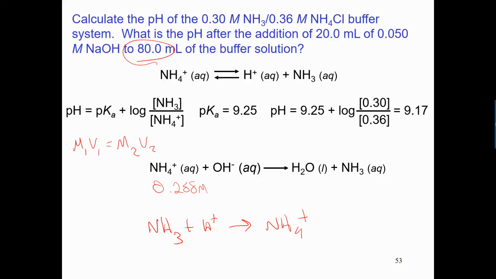So, I know what the initial concentration of the NH4 is, but what is the initial concentration of the OH minus? Did I dilute that as well? I did. It was in 20 milliliters, now it's in 100. So once again, M2 equals M1 V1 over V2. So what is the OH minus? 0.01.